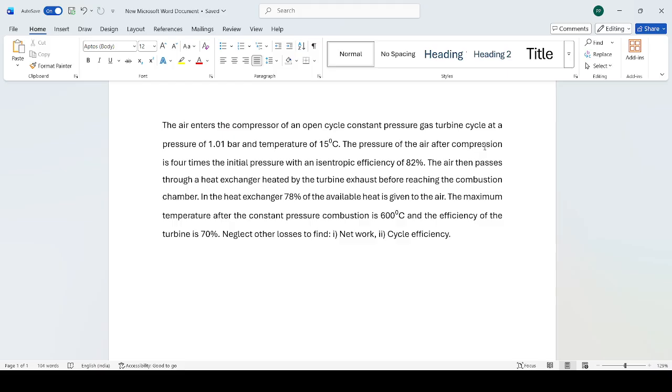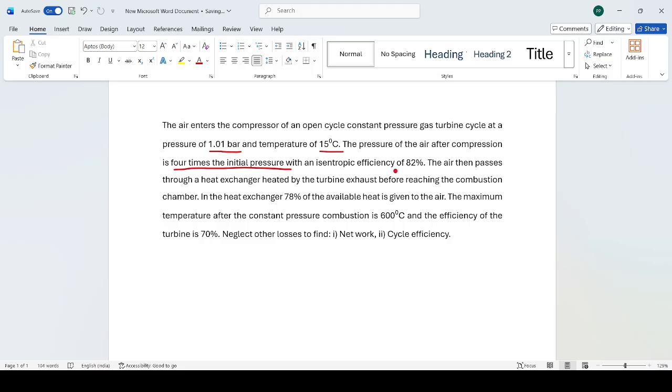The air enters the compressor of an open cycle constant pressure gas turbine cycle at a pressure of 1.01 bar and the temperature of 15 degrees Celsius. So I mean to say that it is the initial pressure of the air and initial temperature of the air that is given to us. The pressure of the air after compression is 4 times the initial pressure. So it is a pressure ratio for the compressor, in other words, that is mentioned to us.